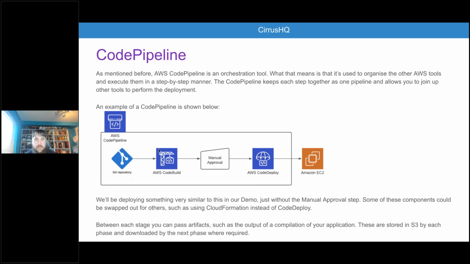So those artifacts themselves are stored in S3 at each stage. When you're creating the pipeline, it will ask you to create an S3 bucket that's used for the temporary storage of those artifacts. And it will keep previous rollouts as well in there.